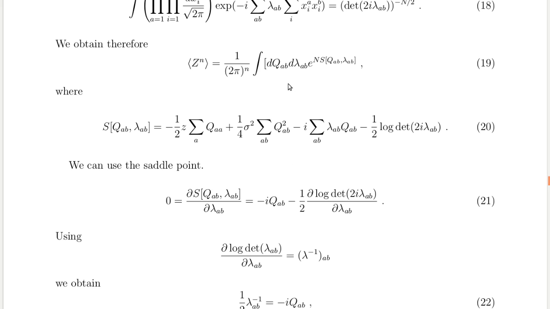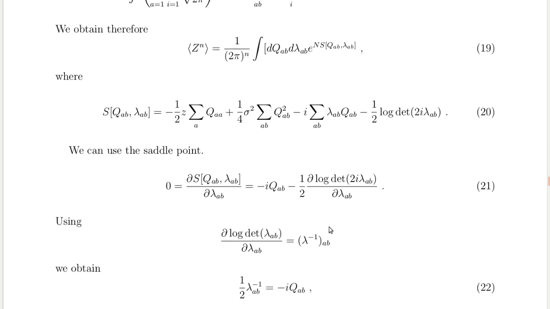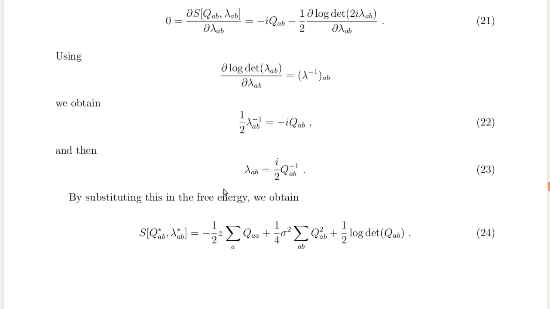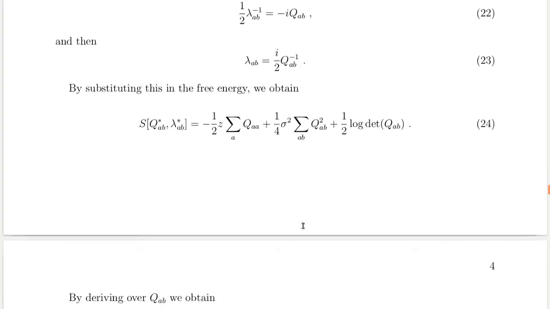And so when we derive this quantity over the lambdas, we obtain this expression that is equal to 0. And so setting this equal to 0 and doing some algebra, we obtain that actually this is the relation between lambda and Q. And so substituting it in the free energy, we obtain this expression here, right? And this expression here, we have to maximize it over now the only argument that is the matrix Q.